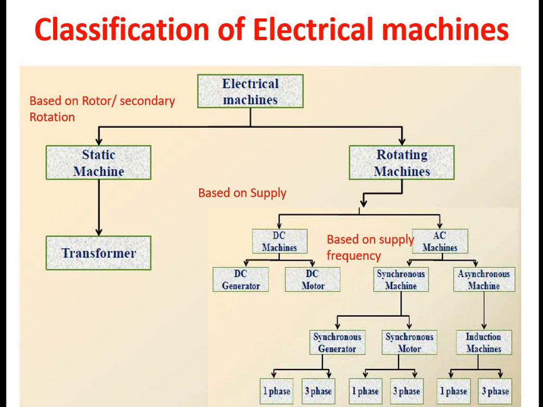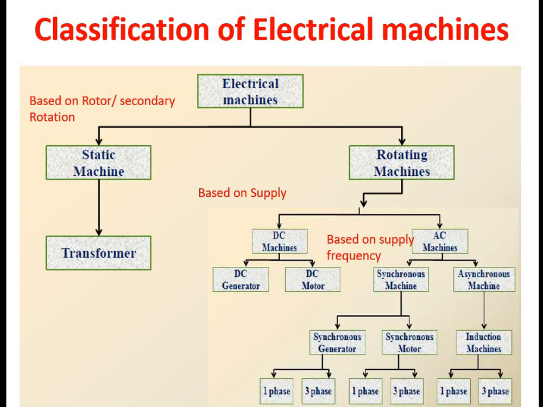So from the frequency we obtain the synchronous speed, and based on the synchronous speed we classify AC rotating machines as synchronous machines and asynchronous machines, that is, non-synchronous machines. And we all know in AC we have several applications based on the phases. So we have single-phase and three-phase synchronous machines as well as asynchronous machines, and we have another name for asynchronous machines, that is induction machines.